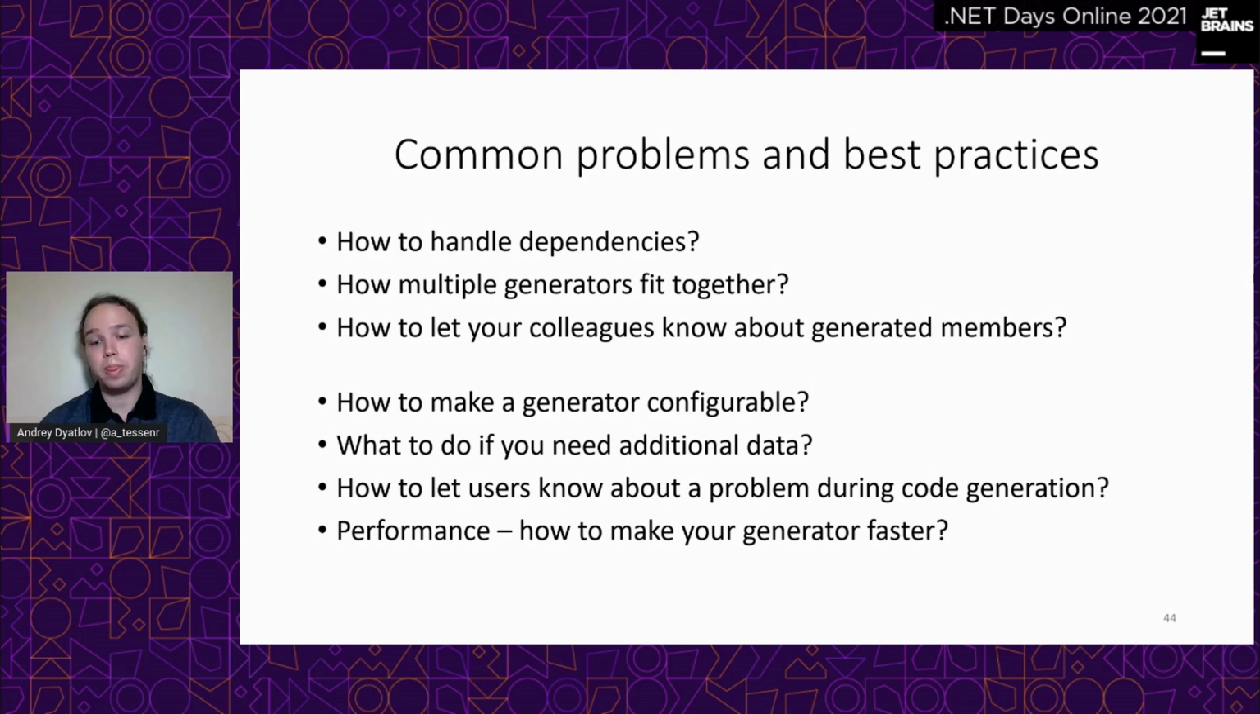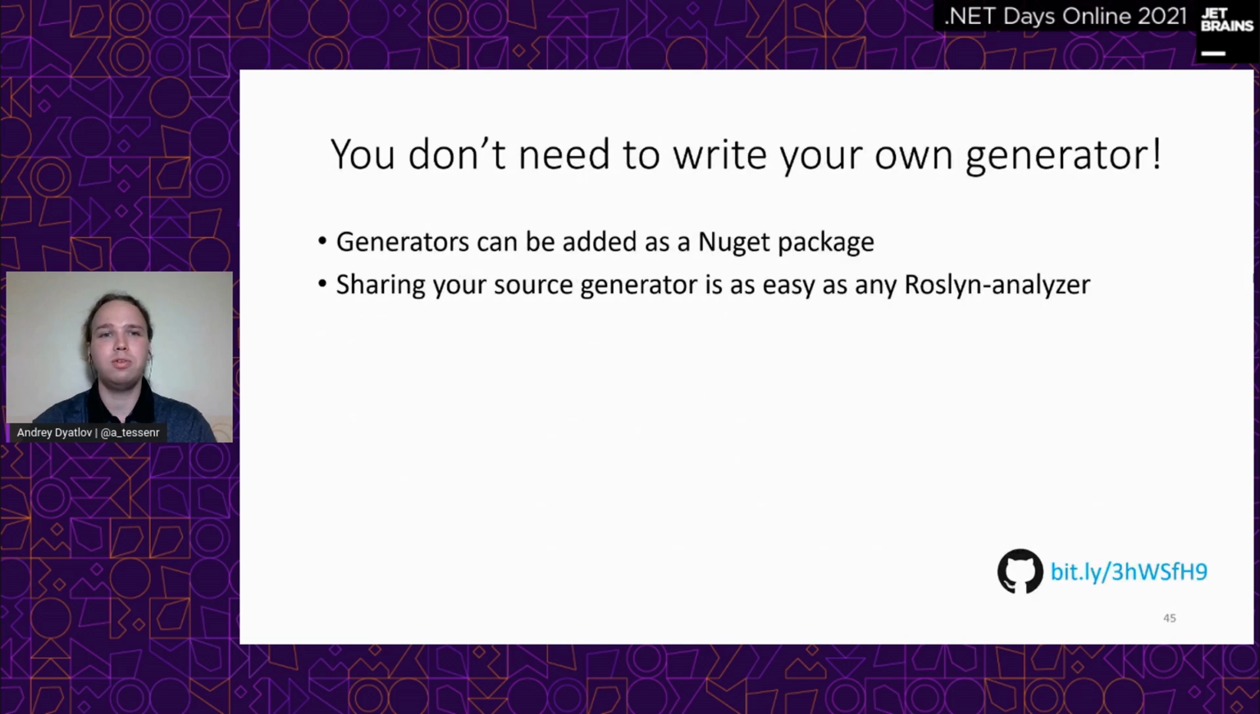And probably the first problem you might have is you don't want to declare your own generator for some common tasks. So there is some good news. Generators can be added as a regular NuGet package, and sharing your own source generator is as easy as with any Roslyn analyzer.